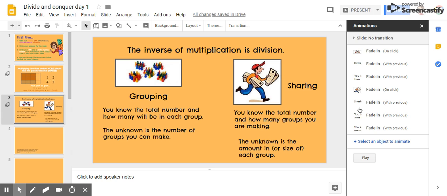So in this situation, he knows the total number and the number of groups he's going to make, but he's not quite sure how big the group will be or how many cookies each person is going to get. It's always easy to remember if you're going to do a one for you, one for you, one for you, that's a sharing problem.